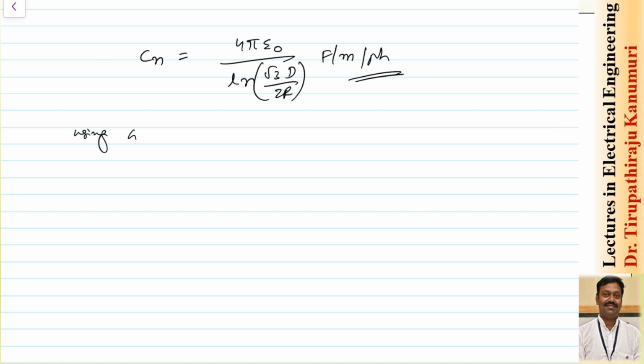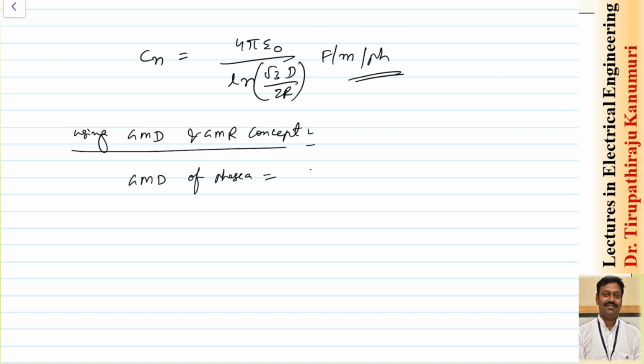So now I am solving using GMD and GMR concept. So here GMR for the case of capacitance will be little different compared to before. Now GMD of phase A. So if you want to calculate, total 8 distances will be there. So it will become equal to 8th root of the conductor A to B distance, again distance from conductor A to C, distance from conductor A to C dash. So similar is the case for second circuit also there for first phase A.